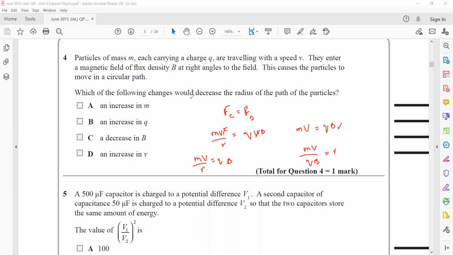Which of the following changes would decrease the radius? If we increase the mass, the radius will increase, so that's not the answer. If we increase the charge, if we increase q, the r will decrease. That's true, because they have an inverse relation, so B is the right answer.